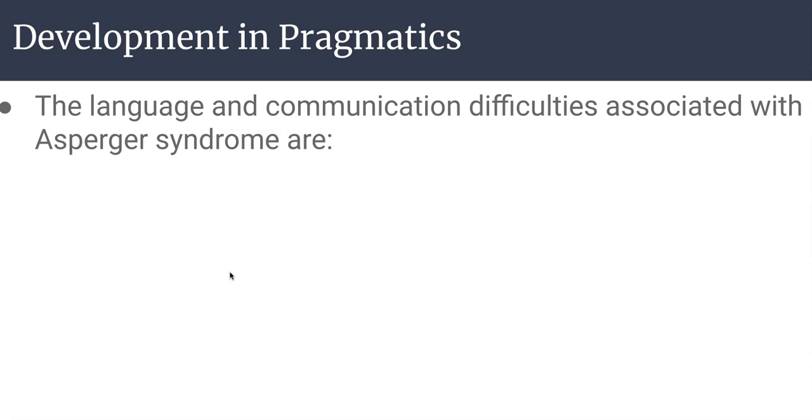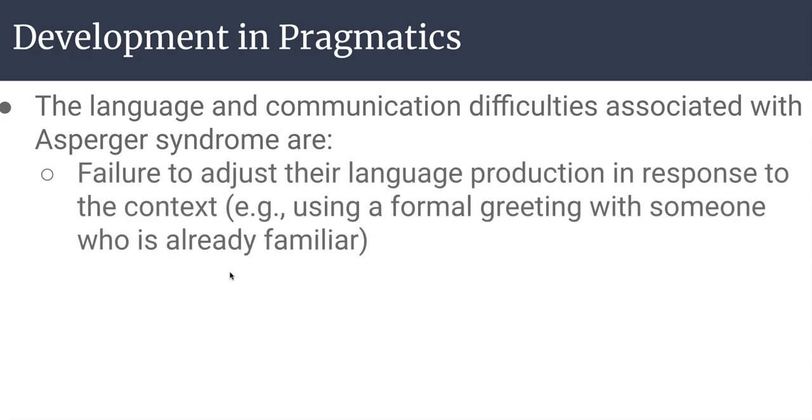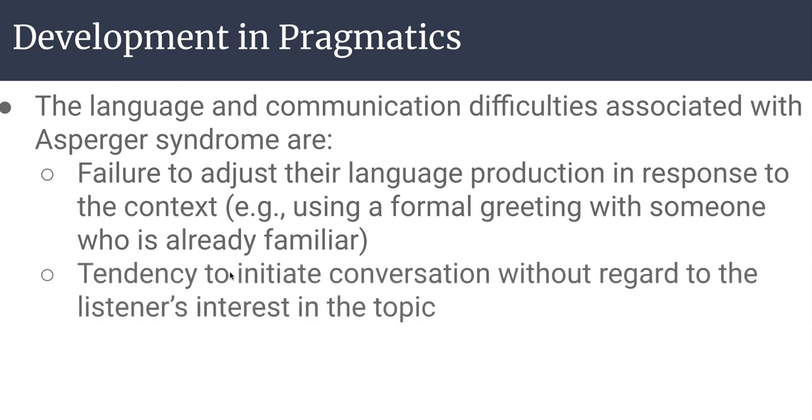The language and communication difficulties associated with Asperger's, so higher functioning autism, or kids that don't need as much support, include failure to adjust their language production in response to the context. You might have people who use very formal language and speech with their friends and with children, in a way that an average person might only use with a teacher or a boss.